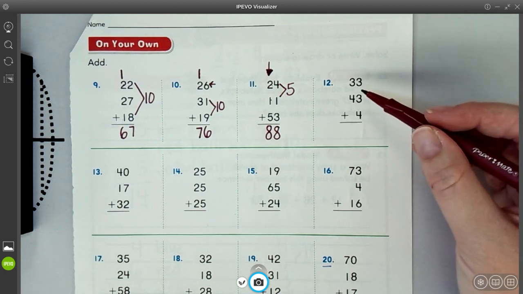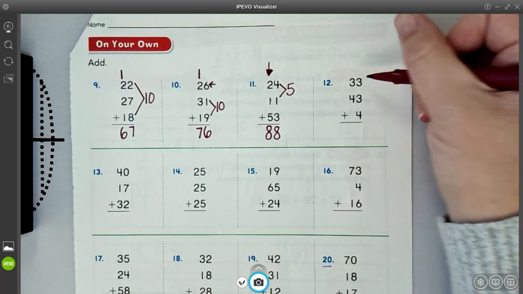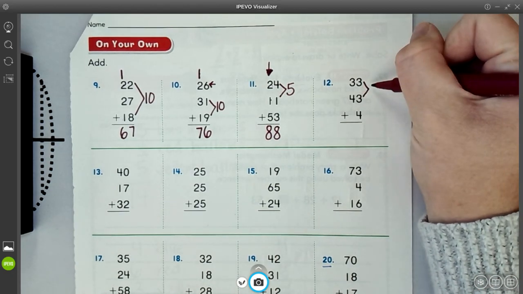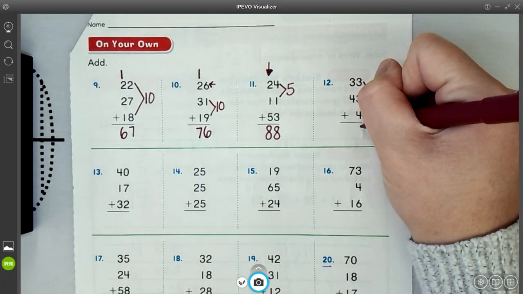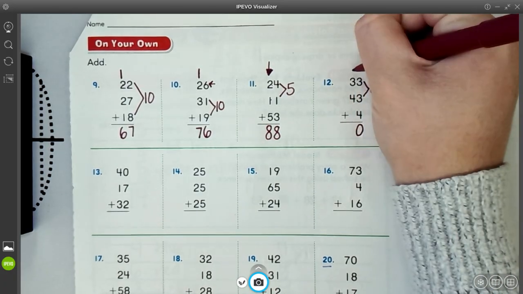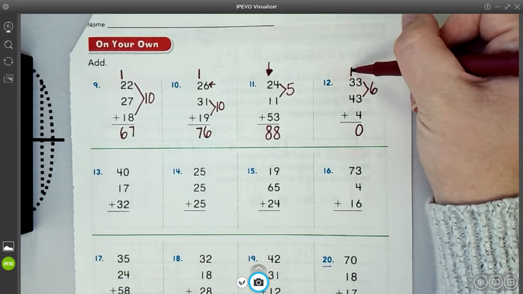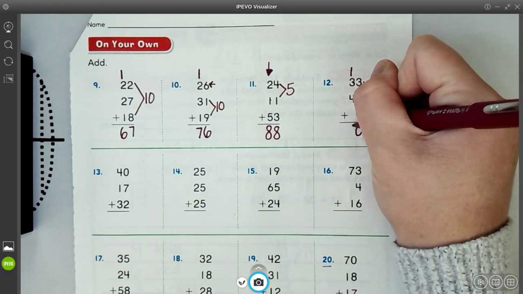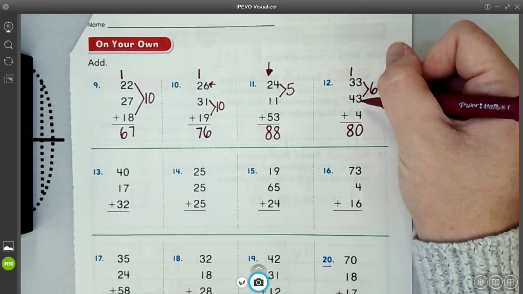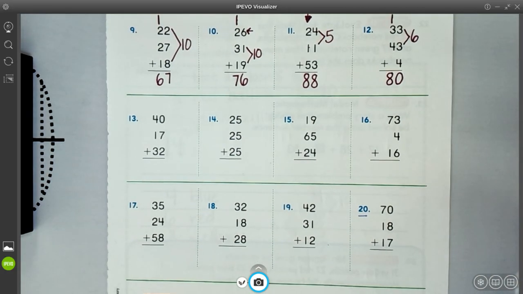Number 12, 33 plus 43 plus 4. I'll start up at my top. Here's a doubles fact. 3 plus 3 equals 6. Plus 4 equals 10, which means I have 0 ones and 1 10. Now I can add my tens. 1 plus 3 equals 4. Plus 4 equals 8. So 33 plus 43 plus 4 equals 80.